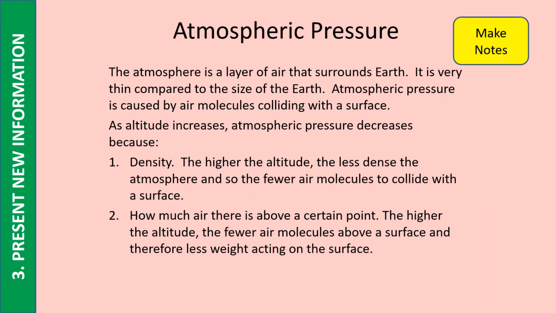So to summarize, the atmosphere is a layer of air that surrounds the Earth. It is very thin compared to the size of the Earth. Atmospheric pressure is caused by air molecules colliding with the surface. As altitude increases, the atmospheric pressure decreases because, one, density: the higher the altitude, the less dense the atmosphere is, and so the fewer air molecules there are to collide with the surface. And two, it varies because of how much air there is above a certain point. The higher the altitude, the fewer the air molecules, and therefore less weight acting on the surface.